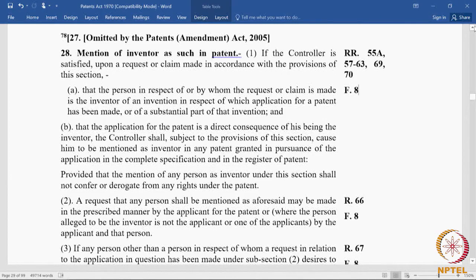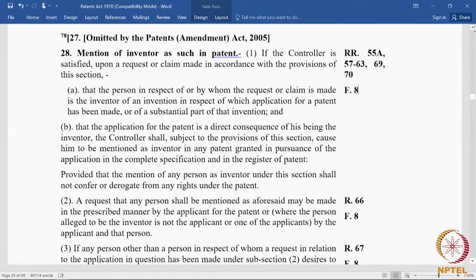Section 28. Mention of inventor as such in patent. There are instances where the true and first inventor is not attributed the fact that he is the inventor of the invention. There are various circumstances where the attribution of a person as the inventor of an invention may not happen. In such cases, there is a procedure by which that can be corrected.